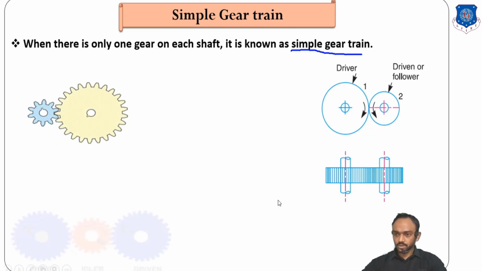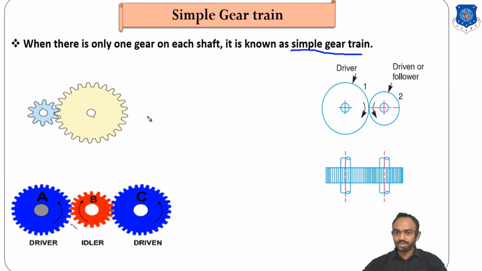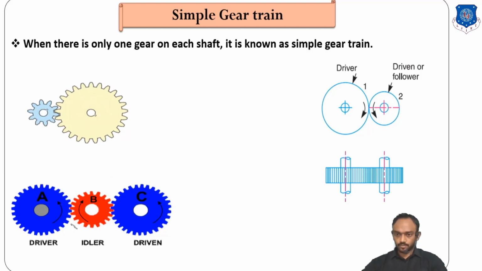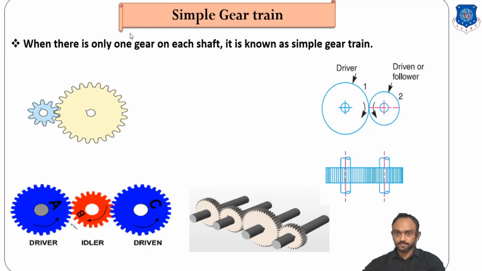If the distance between two shafts is larger, you can see here gear number A and gear number C, there is more distance, so an idle gear can be added between them. It is known as a simple gear train. You can see here there is only one gear on each shaft, so every shaft has only one gear, so it is known as a simple gear train.